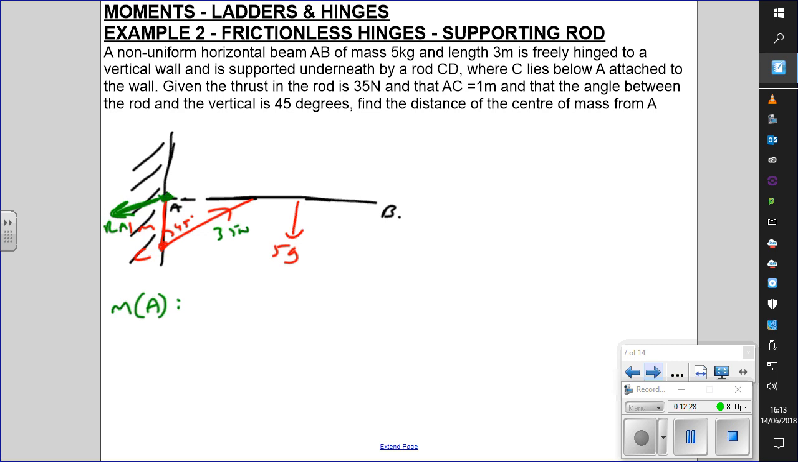So let's do clockwise equals anti-clockwise, because it's in equilibrium, right? So clockwise first is this 5G, which is the weight, and I don't know what that distance is, so I'm going to call that D. Equals, and then I've got my force, 35 newtons, and remember it goes past the pivot point, so the pivot is there, so there's my right angle, and remember the angle in here is 45 degrees, so I need to know this distance D here.